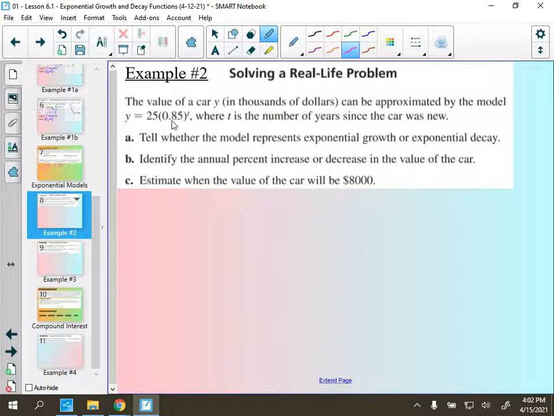Okay. So the first thing, tell whether the model represents exponential growth or exponential decay. So that actually hasn't changed, right? If I look at the base of the power, what's the power here? 0.85 to the t power. This 0.85, that's a number between 0 and 1. So, what is the model? I'll answer them down here, I run out of space. Is this model growth or decay? This is decay.